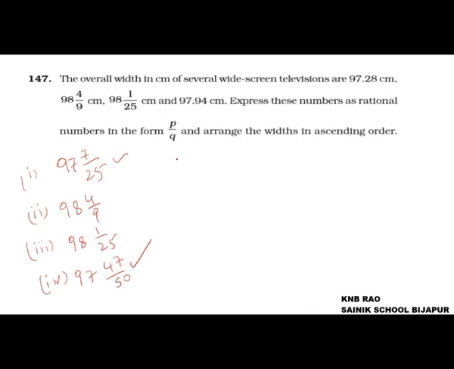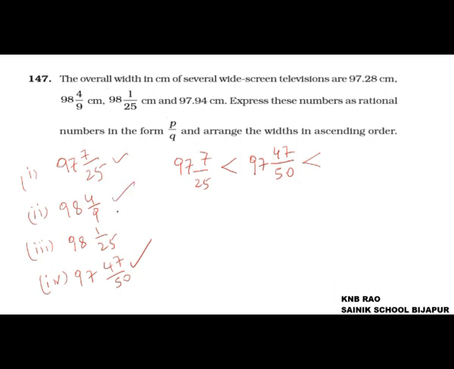That means 97 integer 7 by 25 is smaller than 97 integer 47 by 50. So by comparing only the fraction part, it is easy to straight away place which is smaller in the ascending order.